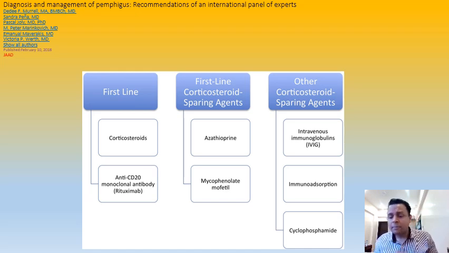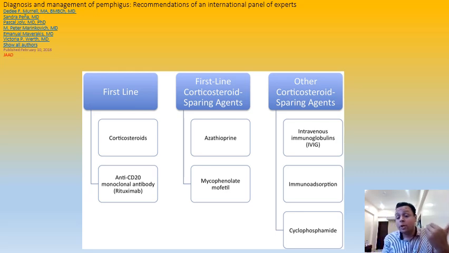You can use it as a first line therapy. You can use it in combination with the steroid. Sometimes it is used alone also. And the beauty is that you can use low doses of steroid. For example, if you are treating a mild or very mild pemphigus, you can use steroid at 0.5 milligram per kg body weight and combine it with rituximab, or you can use rituximab as monotherapy also. But when you are using it with rituximab, you have the option of using a low dose of steroid.